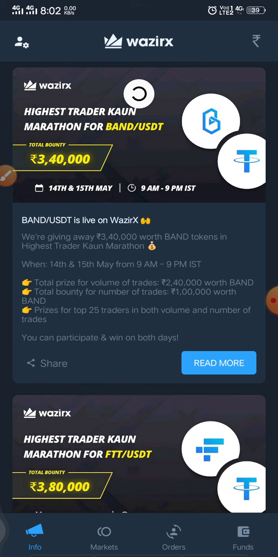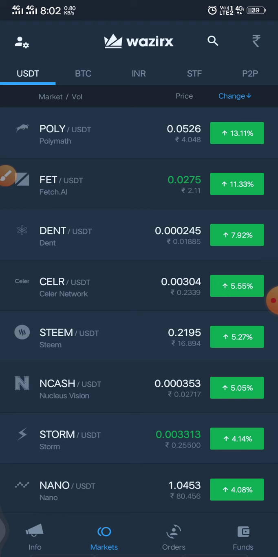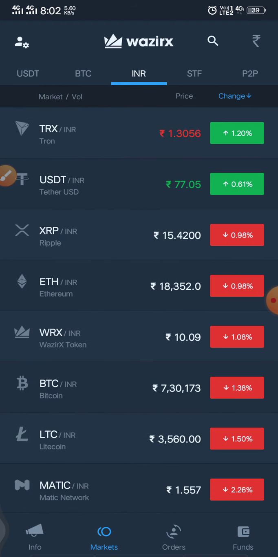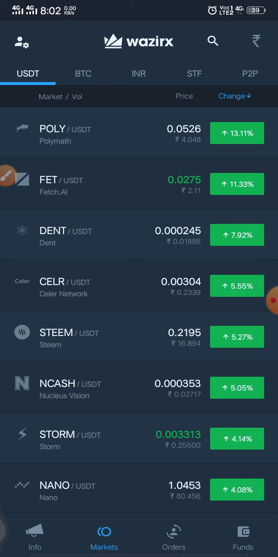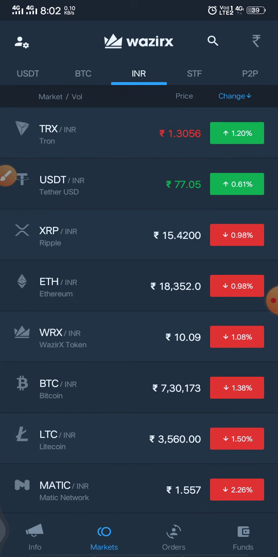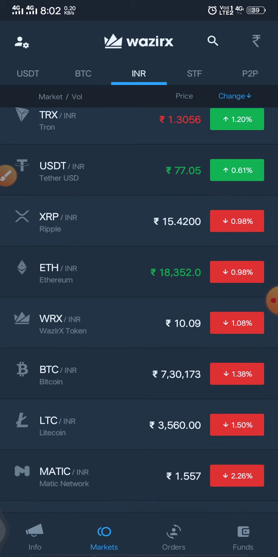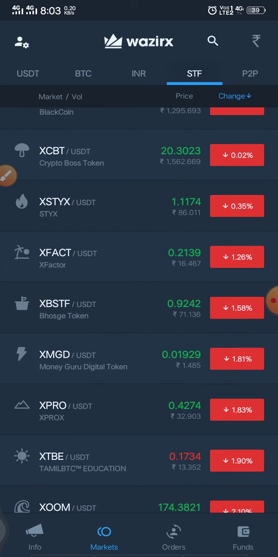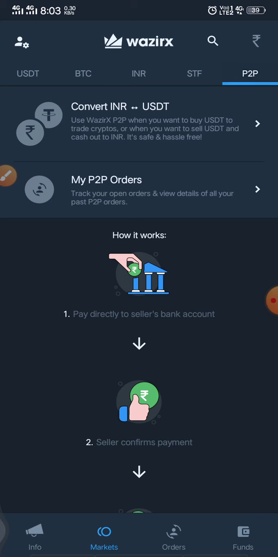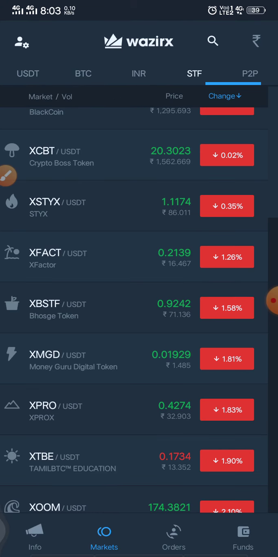Okay, and in the market, mainly three types of markets are available: USDT market, BTC market, and INR market. In USDT, you know very well, you can trade with USDT pairs, and BTC pairs are available. And if you want to trade with INR, Indian rupees, then you can trade in that INR market. Okay, so STF and P2P are different things. I will explain them at the end of the video.